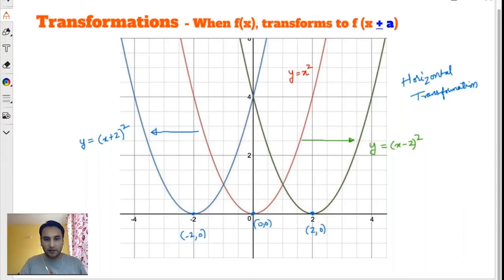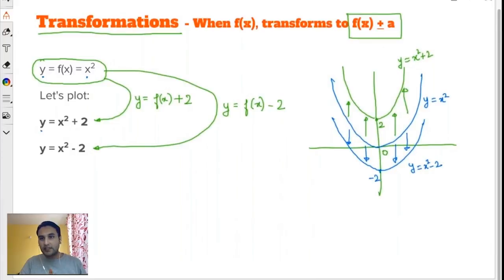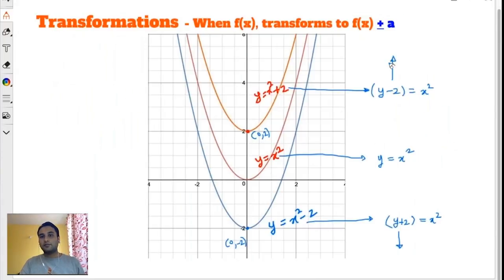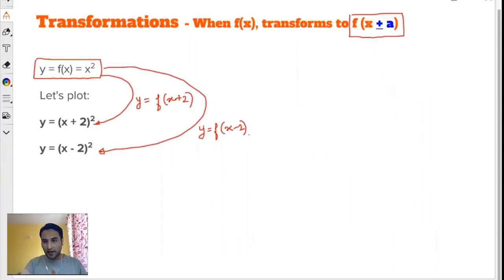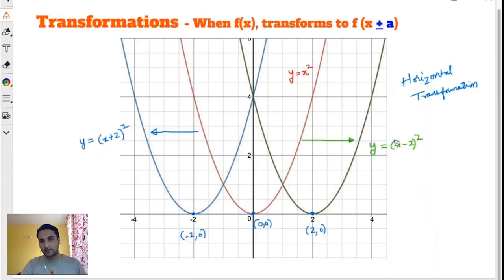Any change in y makes the graph move up and down, and any change in x makes the graph move left and right. Okay? Change in y, change in x. Change in x, horizontal movement; change in y, vertical movement. Very simple stuff.